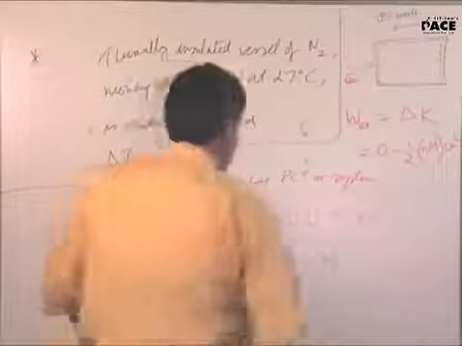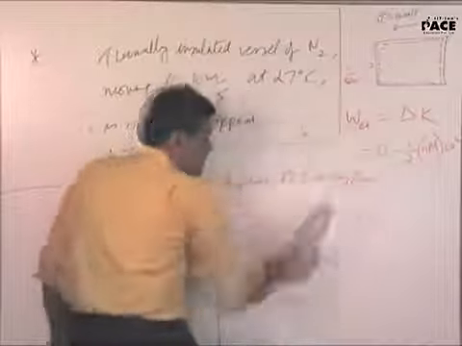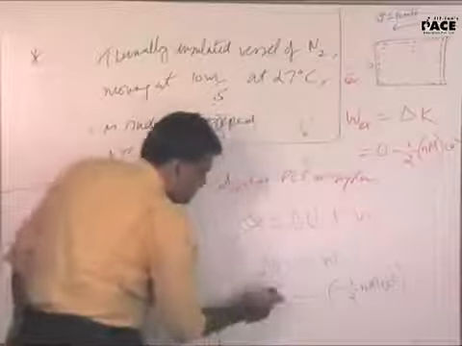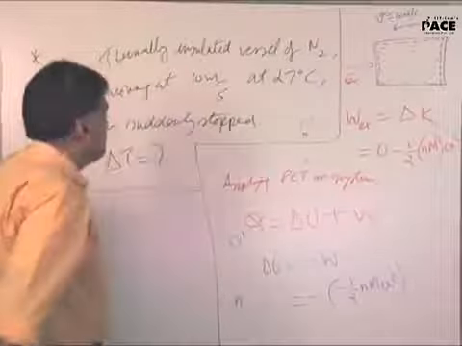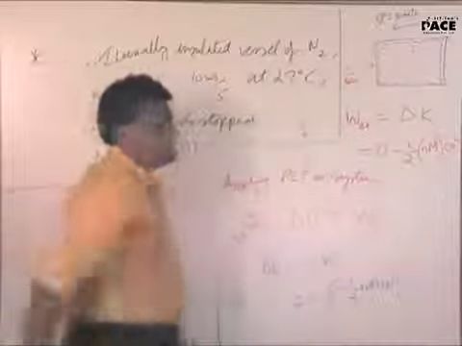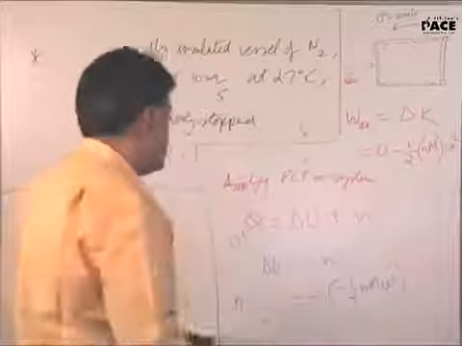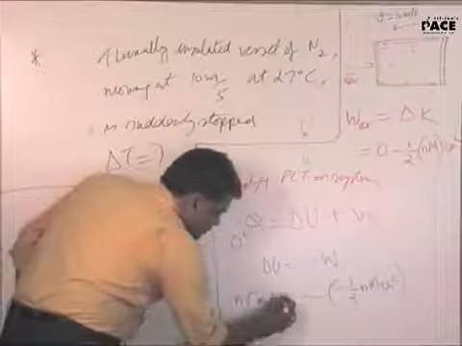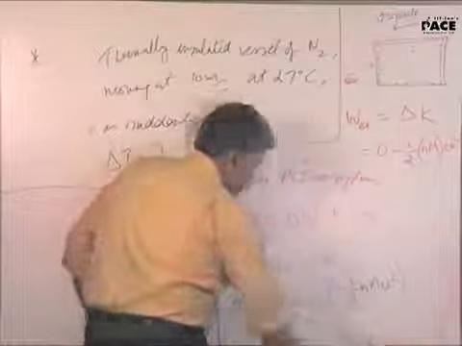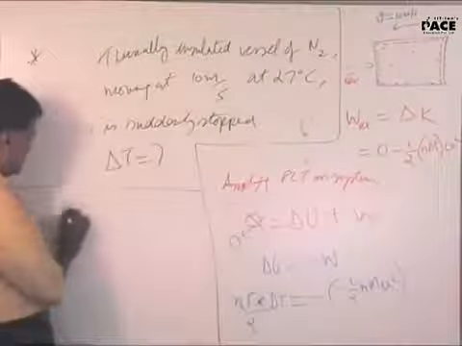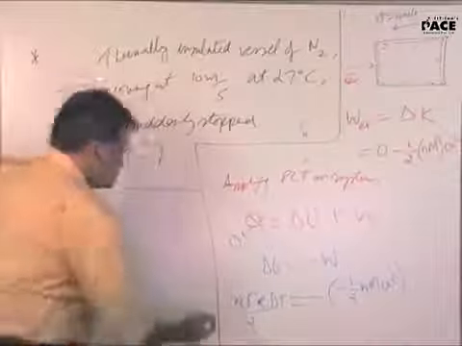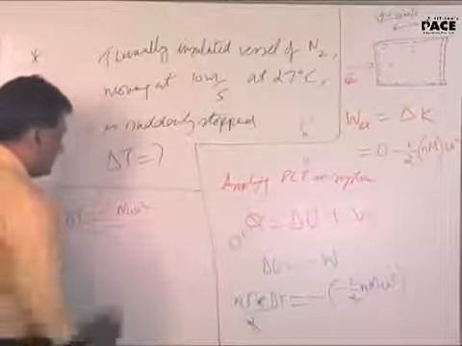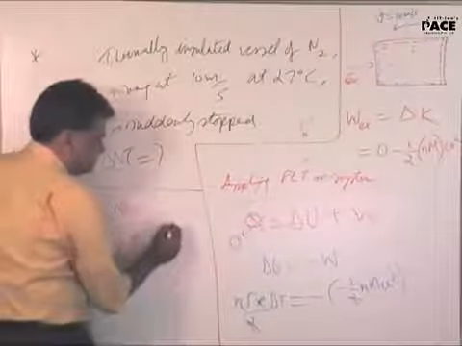So your work done on the system will be minus half nm v square, and this is equal to n Cv delta T. For nitrogen, what is Cv? It's a diatomic gas. 5R by 2. 5R by 2 delta T. Well, that's it. Solve this to get your answer. So you get the answer as delta T equals, 2 gets cancelled, mv square by 5R.